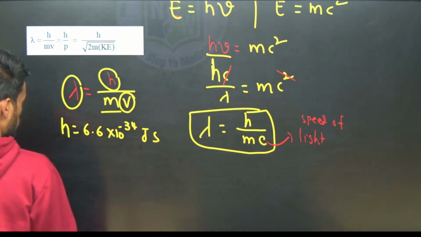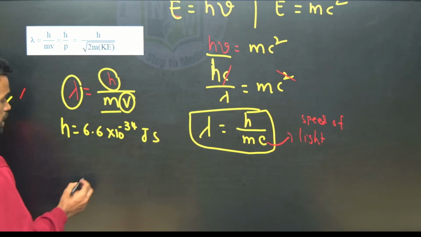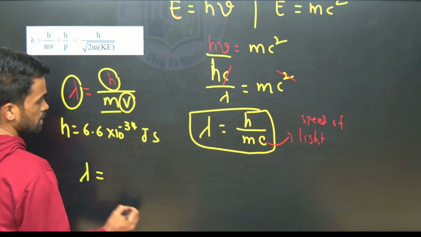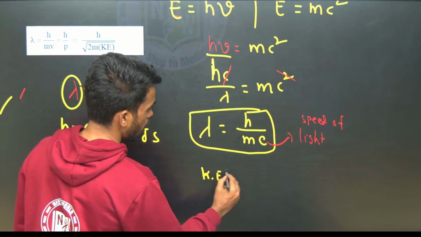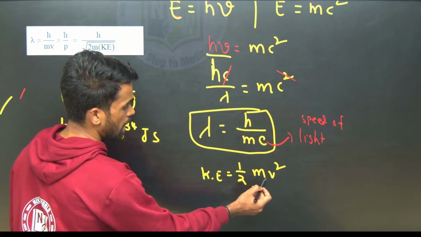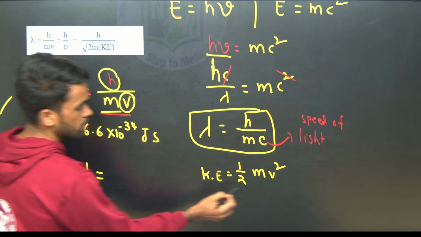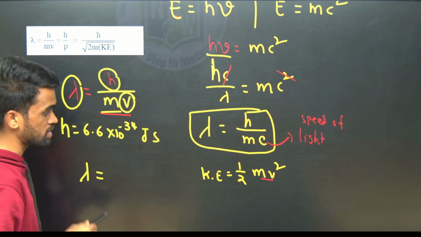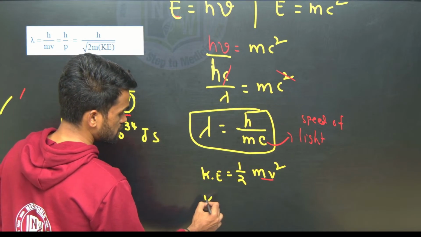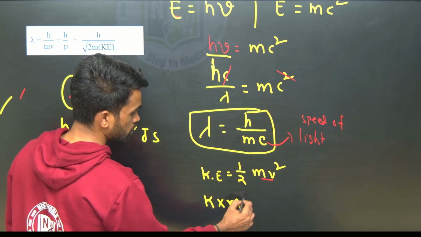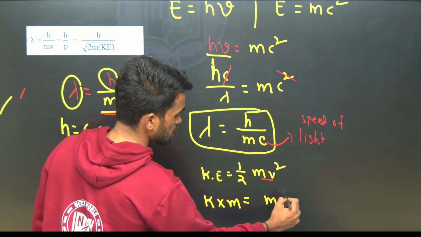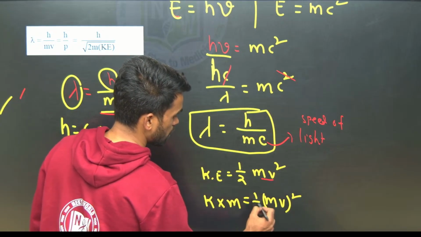Now here we can also relate wavelength to the kinetic energy. How can we relate that? See, kinetic energy means half mv square. So from this I want to modify the equation as per that. Multiply both sides with mass, so that kinetic energy K multiplied with mass m is equal to half m square v square, that is nothing but (mv) whole square, with 1 by 2 as it is.